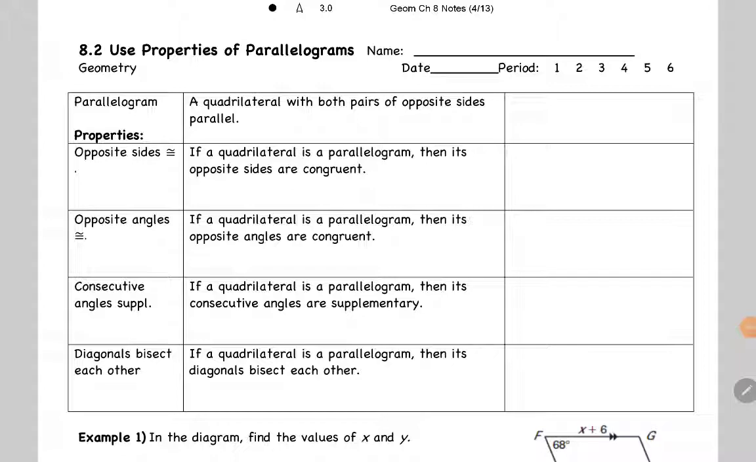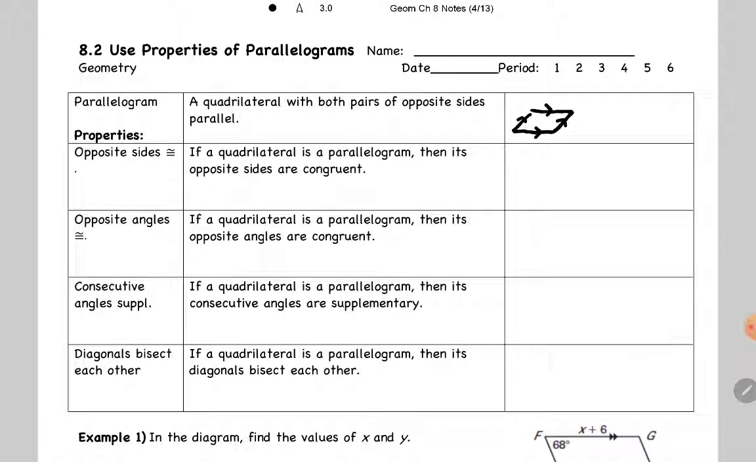In geometry, we're going to be looking at using properties of parallelograms. So first off, what is a parallelogram? It's a quadrilateral, a four-sided object, with both pairs of opposite sides being parallel. So that side is parallel to that side, and that side is parallel to that side. The opposite sides are parallel.